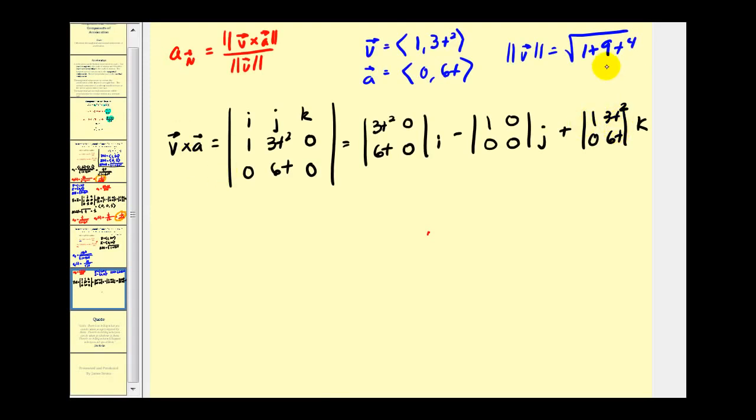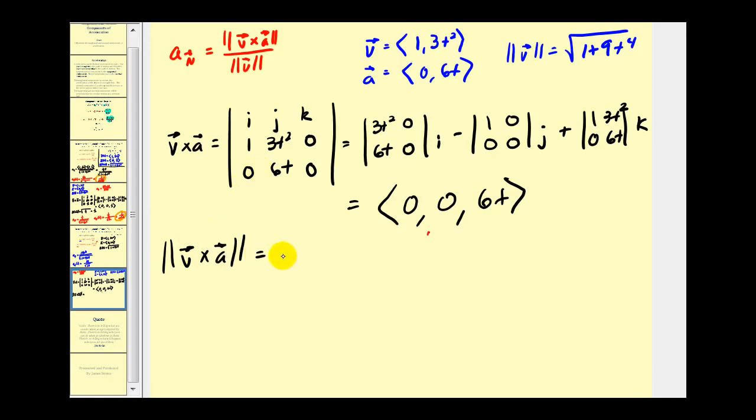Okay, so I've already set this up to save some time. Here's the setup for v cross with a. Again, the first row is i, j, k, second row is from v, and third row is from a. We're using the cofactor expansion method. Again, it's going to work out pretty well. This will be 0 minus 0 for the x component, 0 minus 0 for the y component, and the z component is going to be 6t minus 0, so we have 6t. So the magnitude of the cross product will be the square root of 6t to the second, or 36t squared, which will give us 6t.